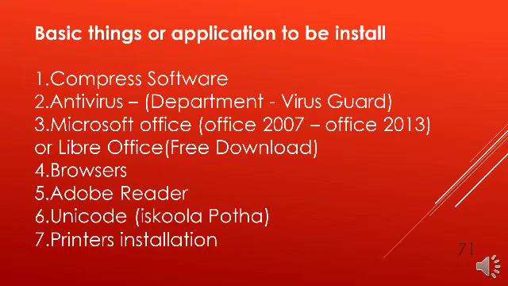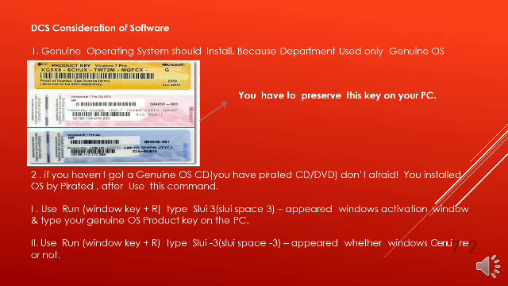DCS considerations of software. 1. A genuine operating system should be installed, because the department uses only genuine OS. You have to preserve this key on your PC. Second, if you haven't got a genuine OS CD and you have a pirated CD or DVD, don't be afraid. If you installed the OS by pirated copy, after that use this command.